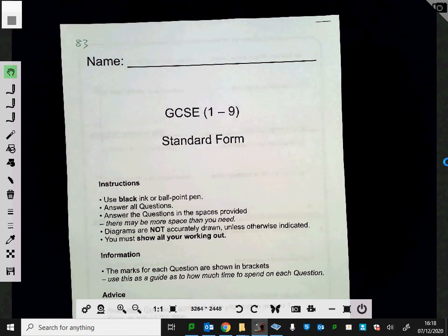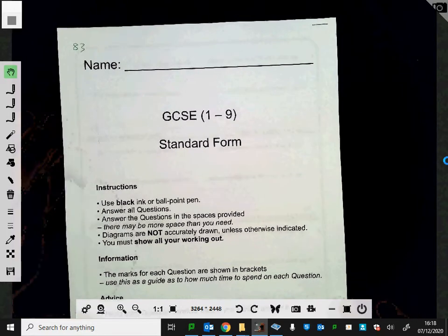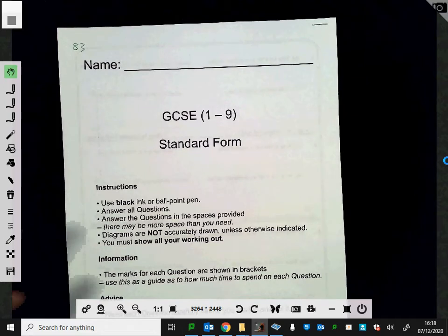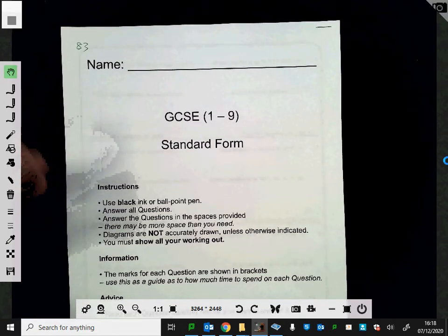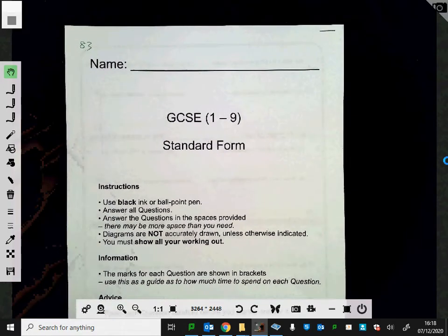Okay, so this is standard form, video 83. Now, standard form really is a way that mathematicians write very large or very small numbers in a slightly different, more convenient way. So let's look at a question and see how they look.